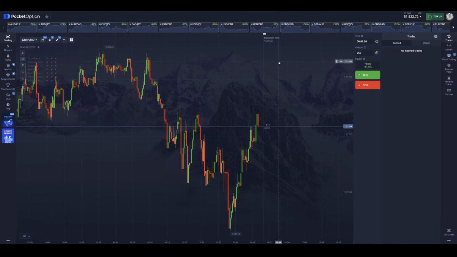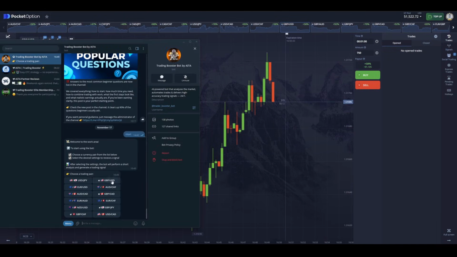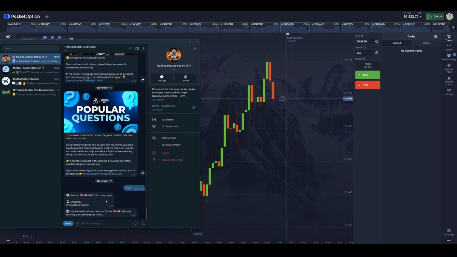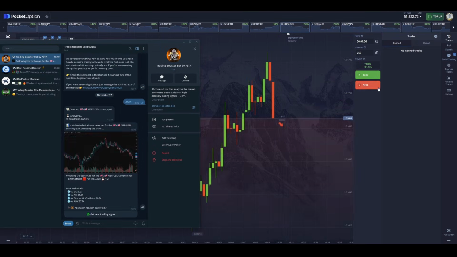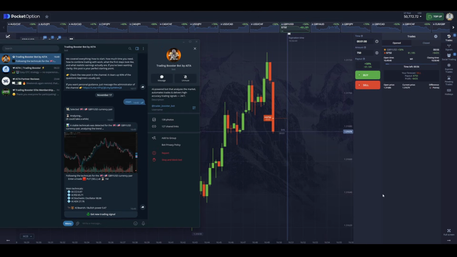I personally choose the GBP/USD currency pair because I like its movement and it's clear and understandable to me. Next, I need to go to the Booster Bot. This is the robot that will automatically scan the chart for me. Accordingly, it doesn't give a sell signal in this situation. So look, our algorithm is actually very simple and straightforward.